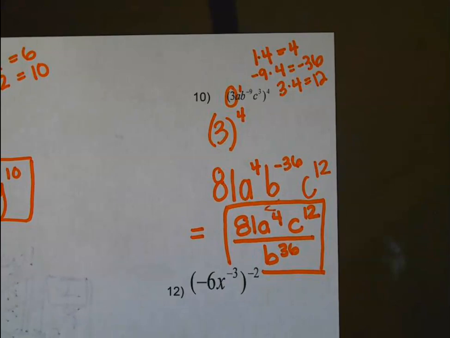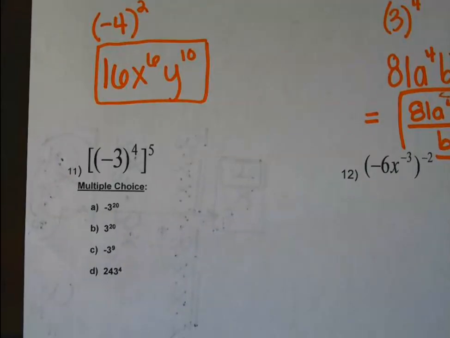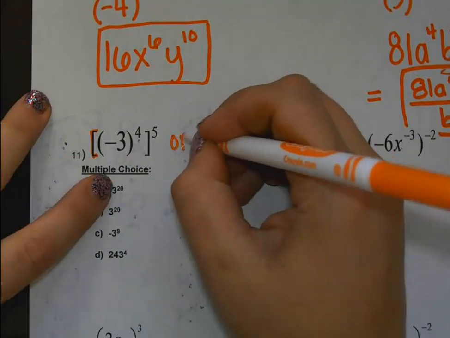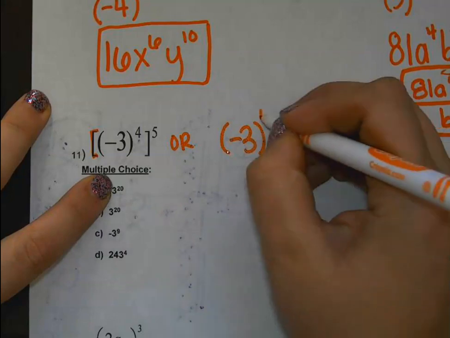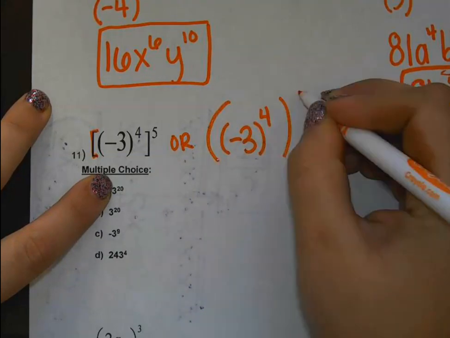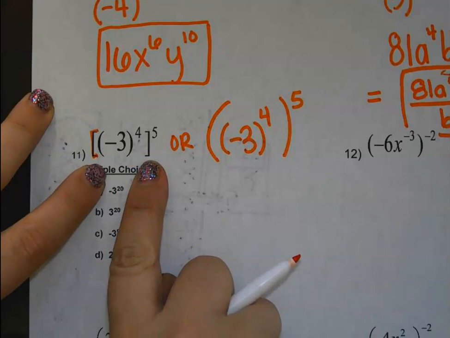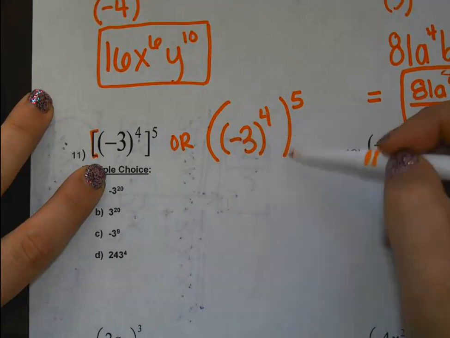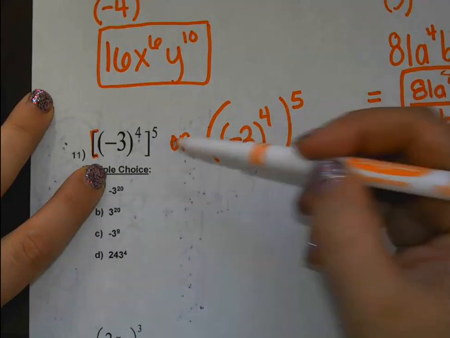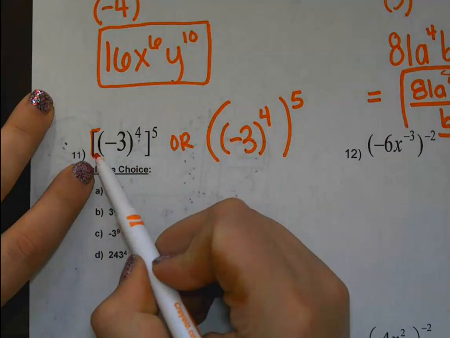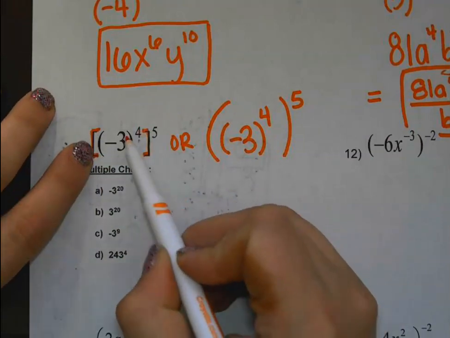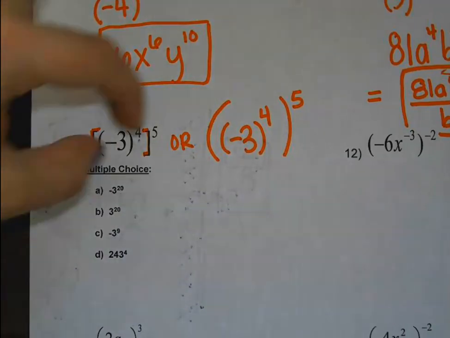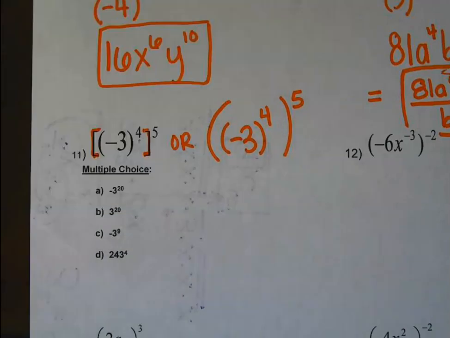All right, now this next problem here has these brackets here. Another way to write this problem would be -3 to the 4th power, all raised to the 5th. So those brackets don't mean anything fancy other than this might confuse people to have all these parentheses going on. So they just use brackets to know that this one closes this one. These two go together and this goes together. So honestly, they don't mean anything other than that you have -3 to the 4th, all to the 5th power.